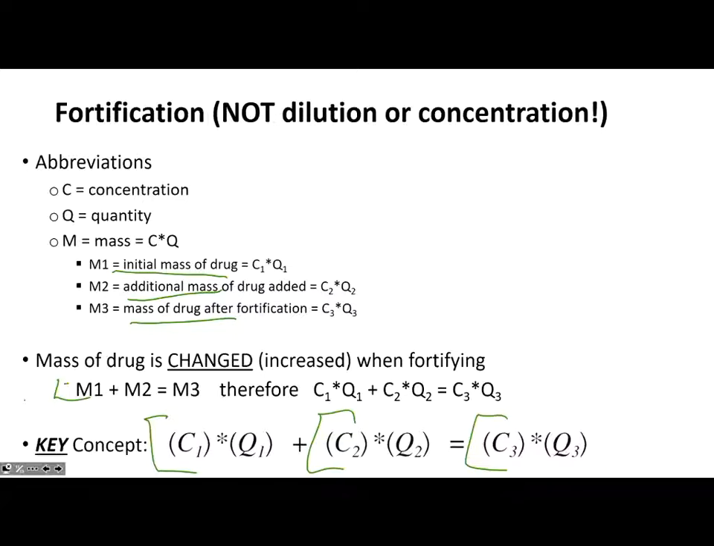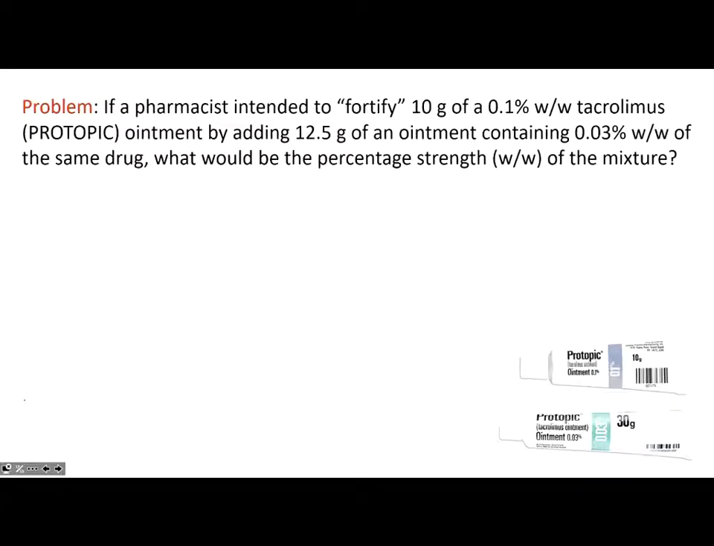So we're still going to do C's and Q's, but now we're going to be adding an ingredient that has mass to it as well. So that's why it will be changing. The mass changes in these examples with fortification, all right?